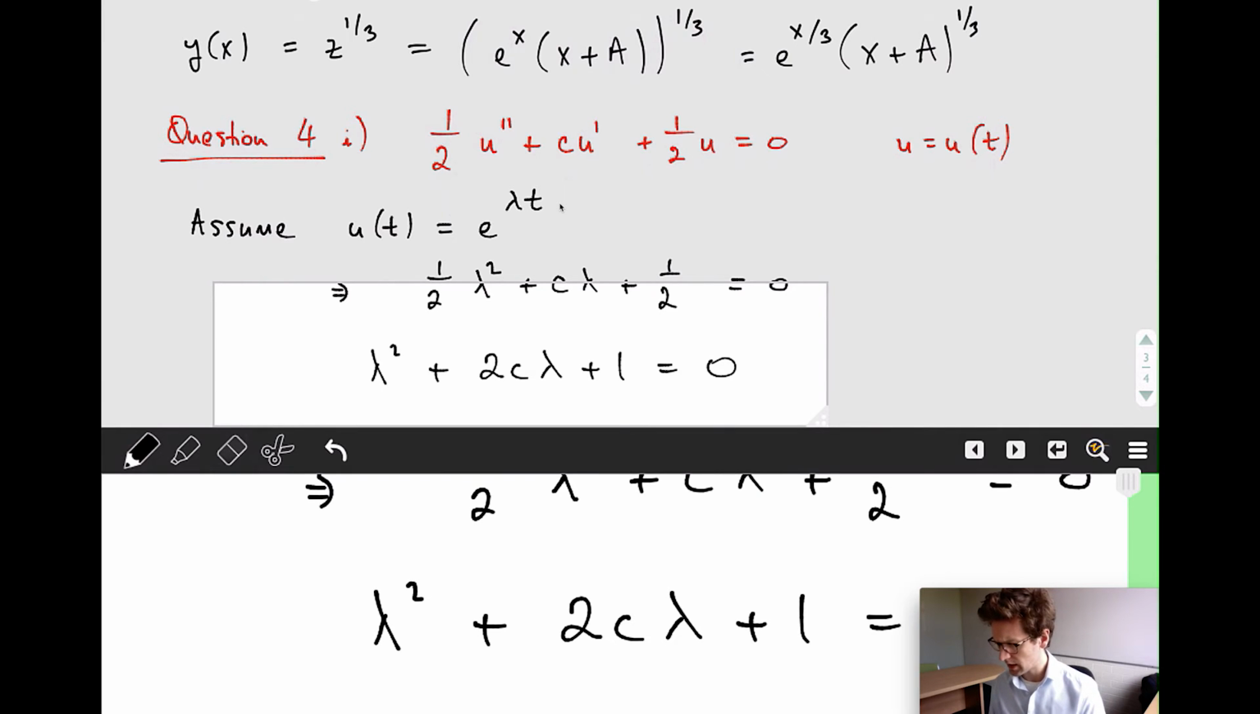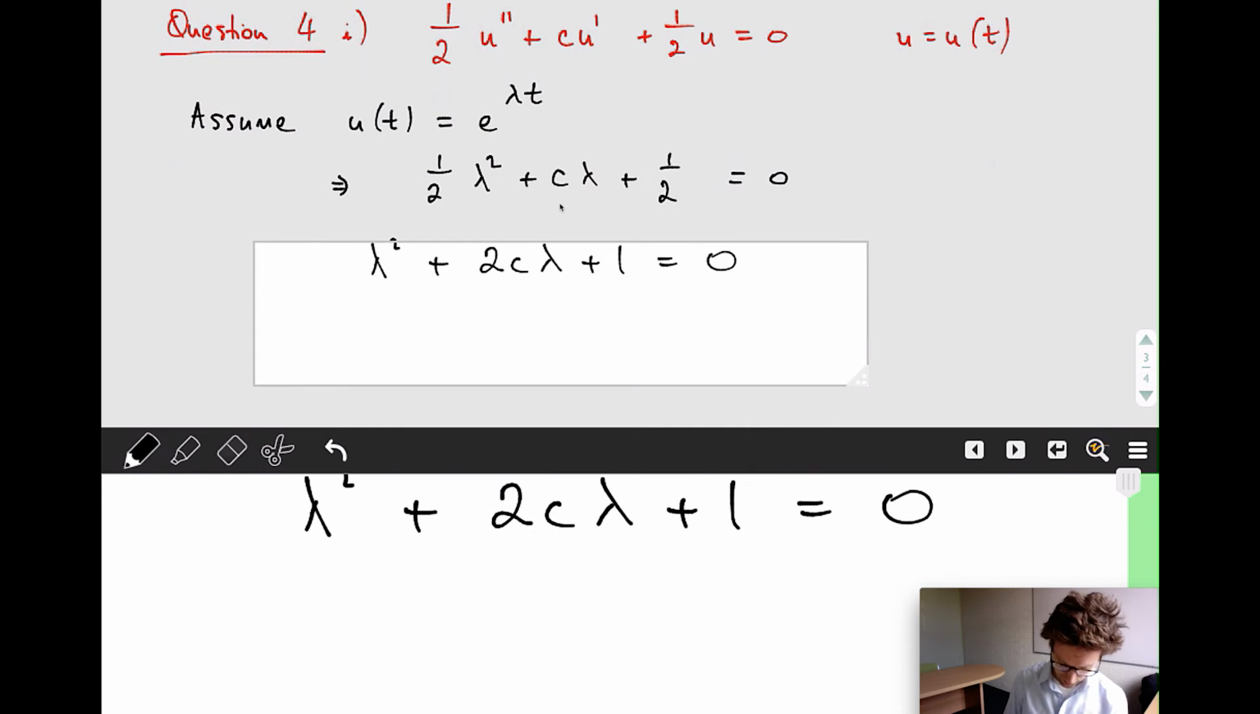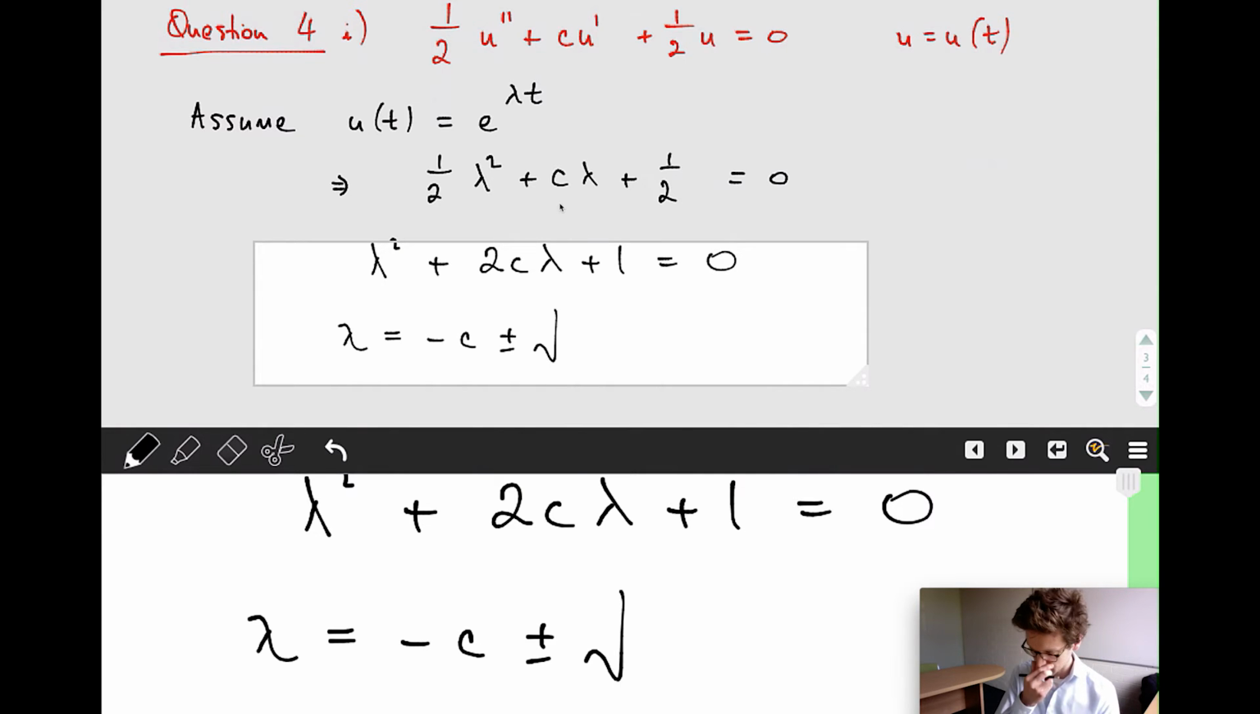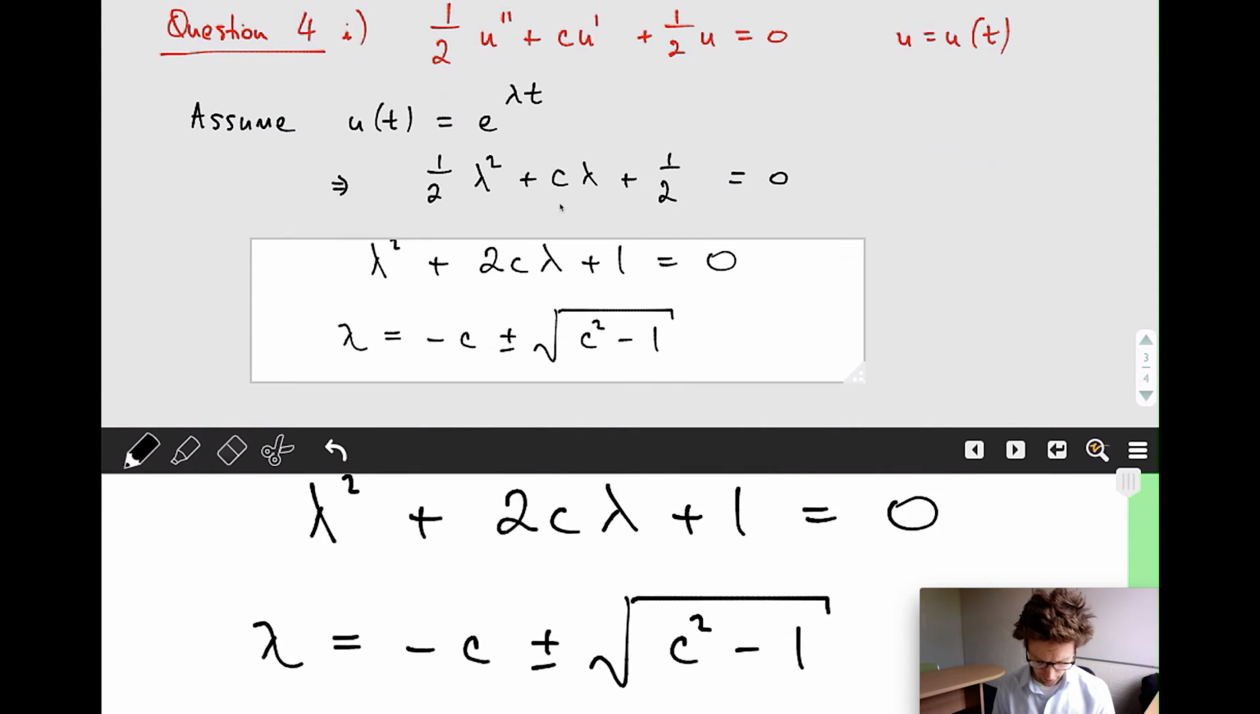And then let's look at the different possible solutions of this. So using the quadratic formula, we have lambda is equal to minus c plus or minus the square root of c squared minus 1. So that's using the quadratic formula for the solution of this quadratic equation.